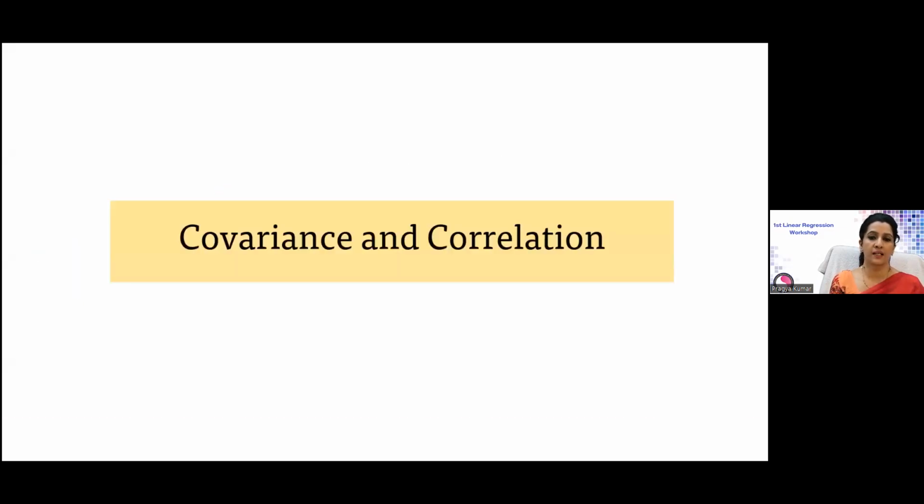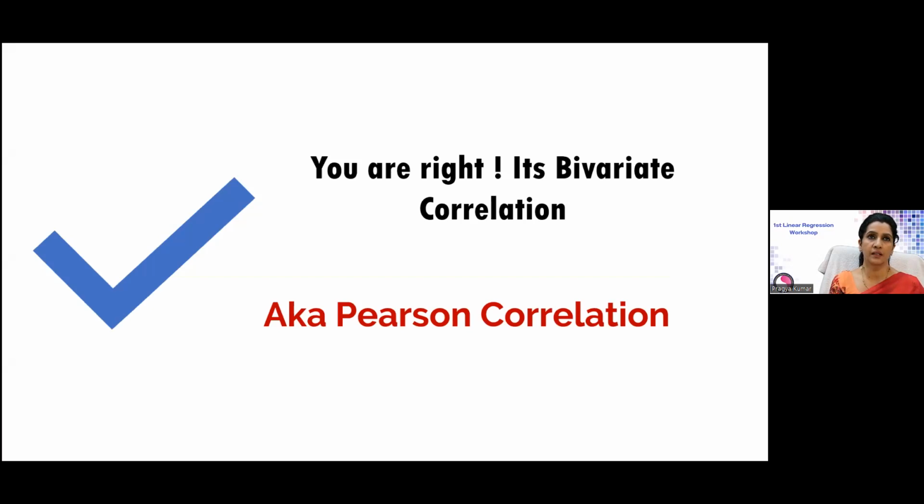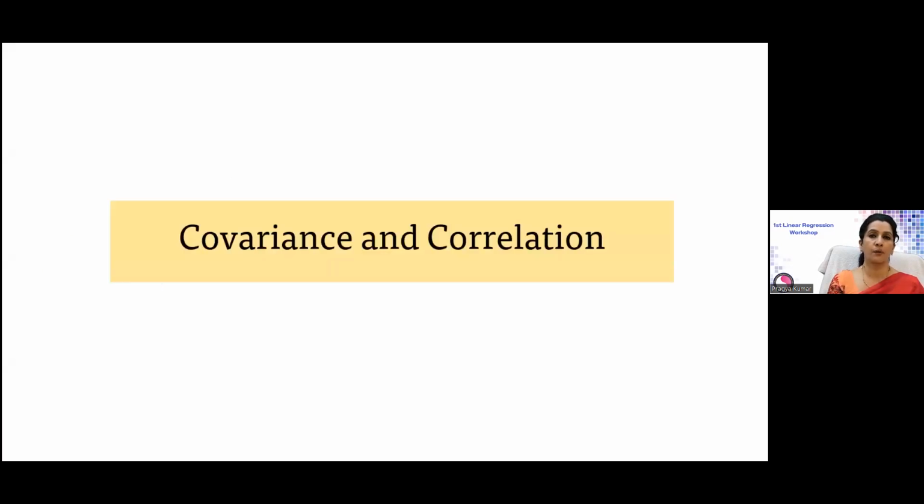So the appropriate statistical test is the correlation, and that is the bivariate correlation, because it is between two continuous variables. It is also known as Pearson's correlation. Now, before we go into the application and the assumptions, we wanted to tell the difference between covariance and correlation.